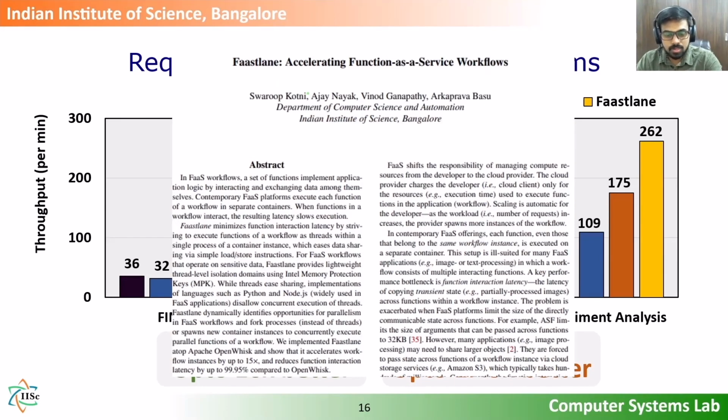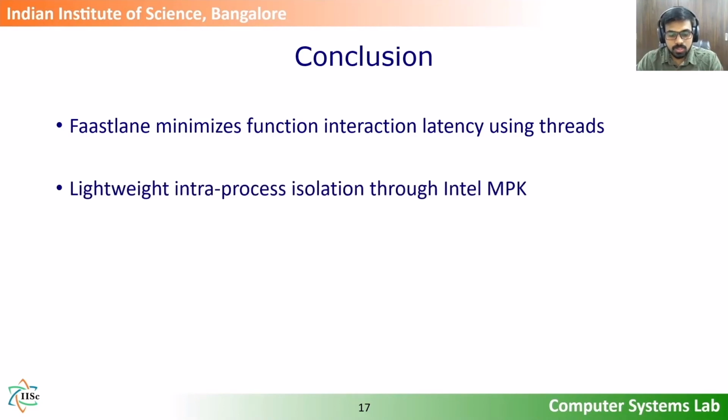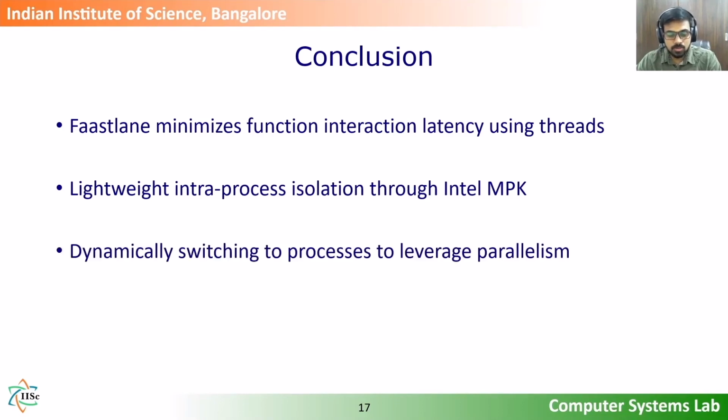Our paper further evaluates all our design choices, dollar cost of execution, scalability across machines, and so on. To conclude, function interaction latency is a key contributor to the end-to-end latency in FaaS workflows. Faastlane minimizes the function interaction latency by launching workflow functions as threads of the same process. It uses memory load store instructions for function interactions. Faastlane uses Intel MPK to provide lightweight isolation amongst component functions within a single workflow instance. And it dynamically chooses to launch processes instead of threads to leverage parallelism within workflow instances. Finally, Faastlane provides all these benefits by being transparent to the developer.